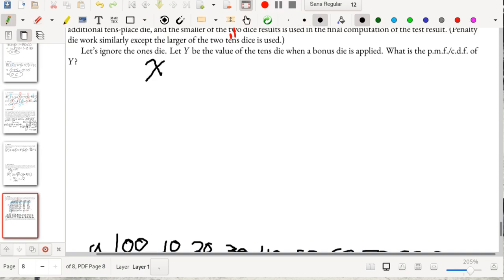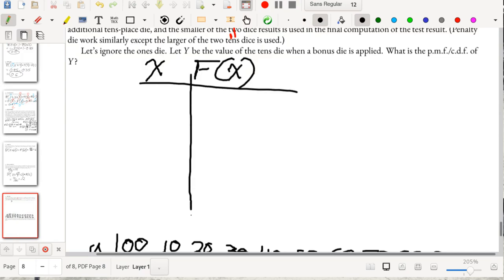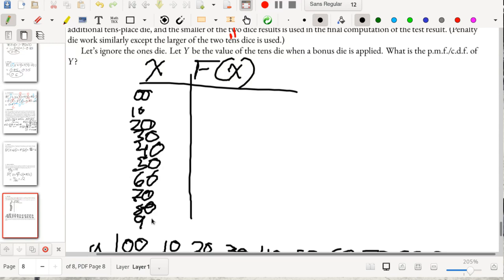Okay, so we got x and f of x. So possible values for x are going to be 0, 10. Or, well, for the CDF, you're not checking it at the possible values. It's just the boundaries are going to be at values that could occur with non-zero probability. So we got 0, 10, 20, 30, 40, 50, 60, 70, 80, 90. Okay.